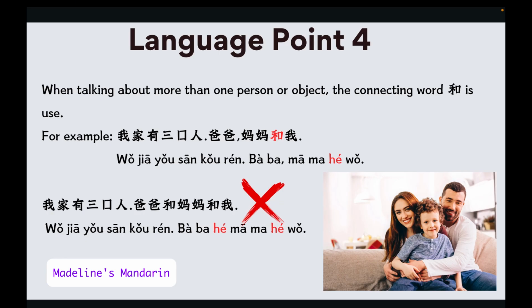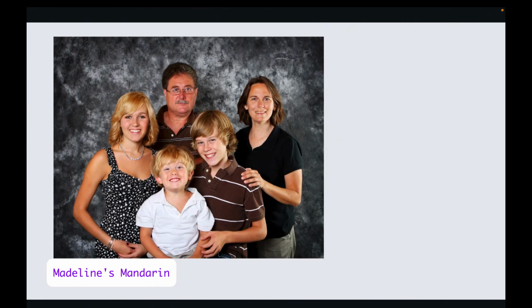But some of my students, when they start to learn how to list their family members, make this mistake. 我家有3口人，爸爸和妈妈和我。This is wrong. Remember, we always put 和 between the last 2 people or objects at the end of the sentence.